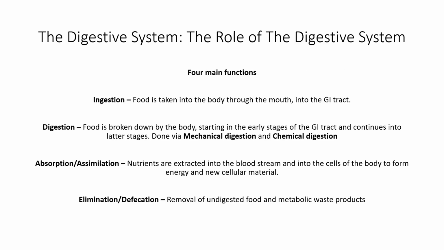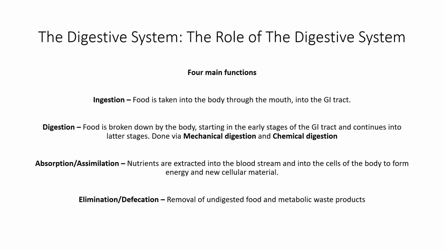So the digestive system has 4 main functions. These are ingestion, digestion, absorption or assimilation, and elimination or defecation. Now these 4 main functions are what facilitate the main role of the digestive system, which is to extract nutrients from food to allow the body to function, grow and repair itself. Starting with ingestion, this is where food is taken into the body, and this is done in the mouth. The mouth is the start of the GI tract, and this is also where digestion will begin.